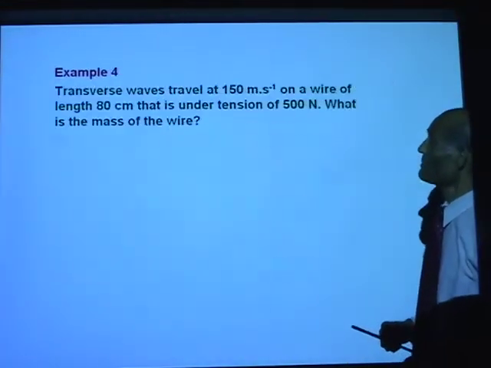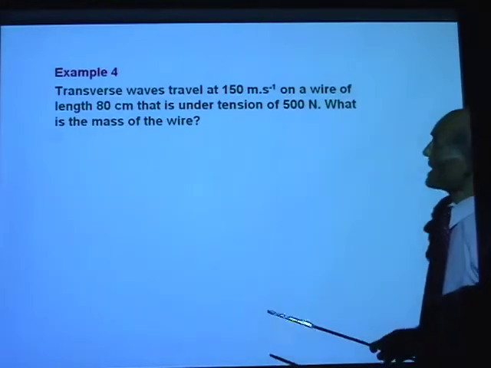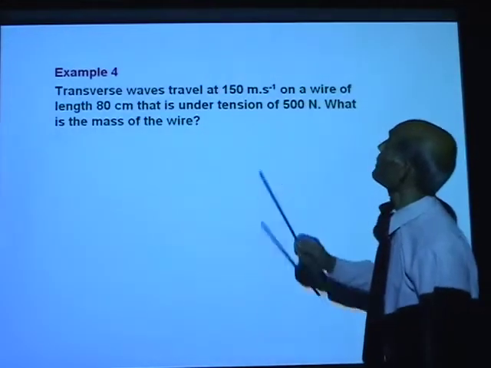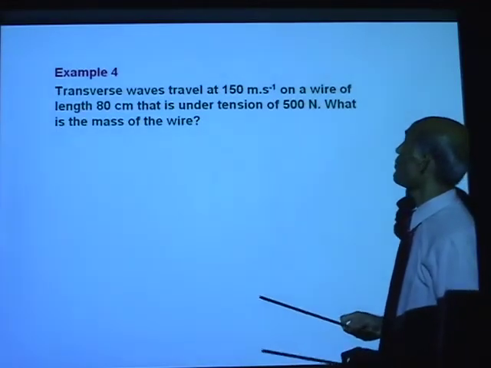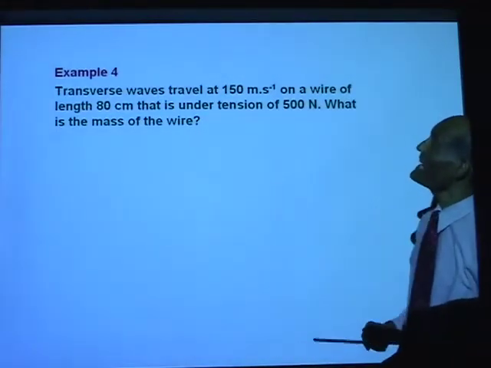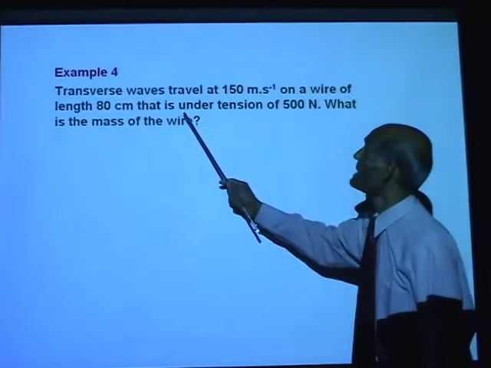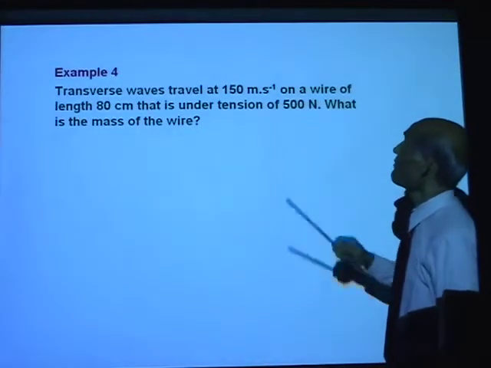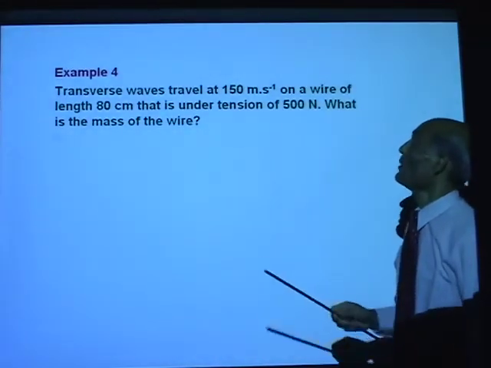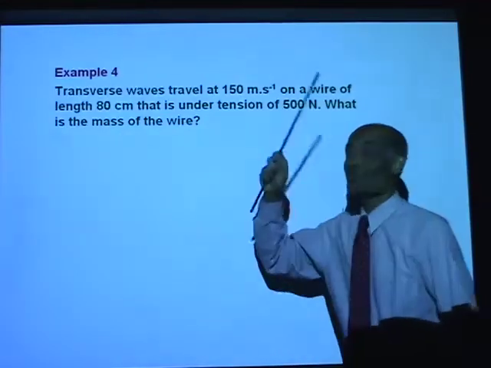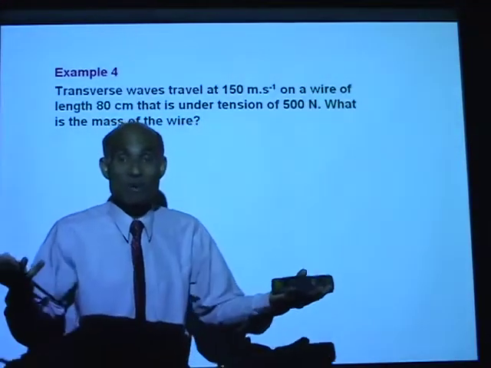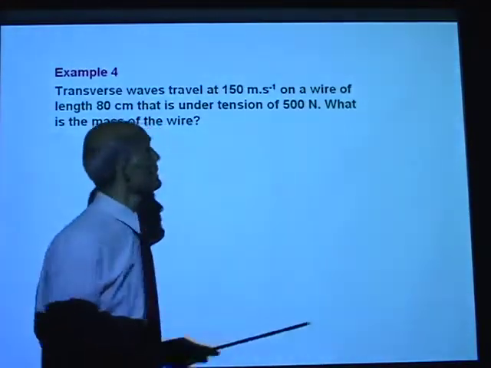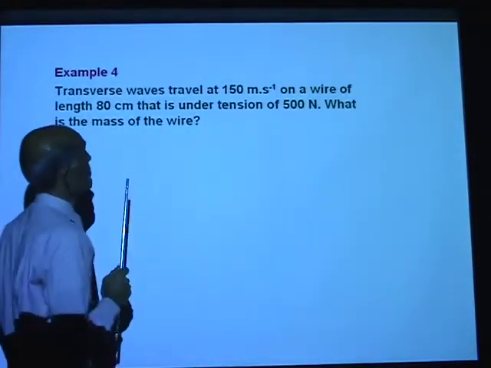All right, another problem. Transverse waves travel at 150 meter per second on a wire of length 80 centimeter that is under a tension of 500 newton. What is the mass of the wire? Well, basically the same equation we will use. Is that right? You need to find the mass of the wire.